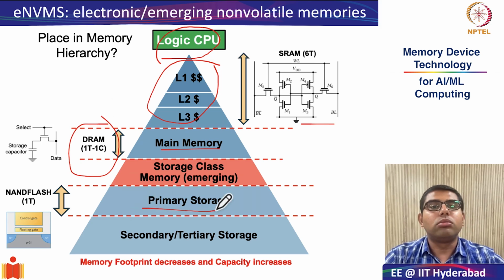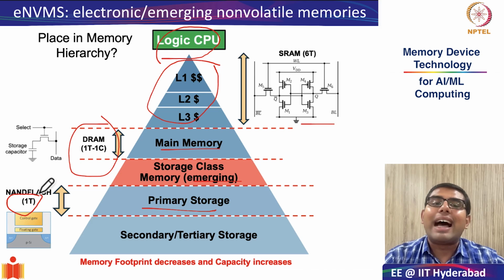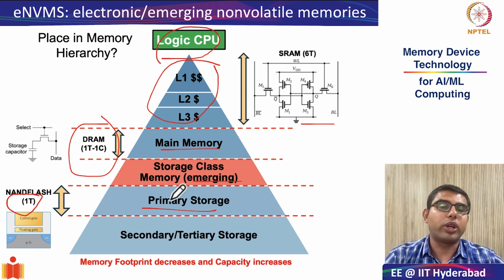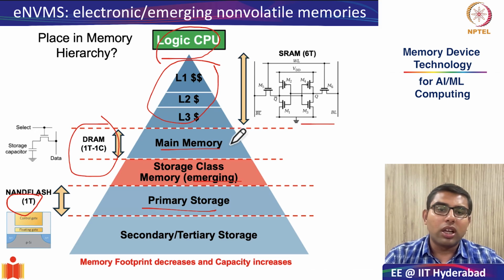In traditional computational systems, there is nothing called storage class memory. That's why I have written it is emerging. This is followed or directly interfaced with NAND flash. So NAND flash is just one transistor. It has very high bit density for reasons that we had been discussing this week and last week. This forms the primary storage. Okay. So where do storage class memories fit in? Storage class memories fit in right in between the main memory and the primary storage.